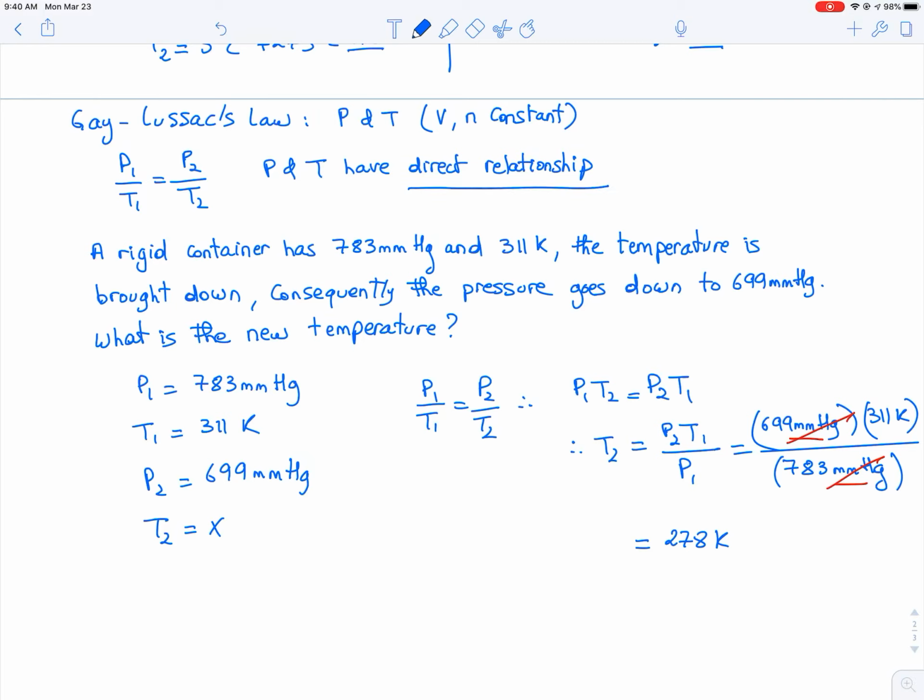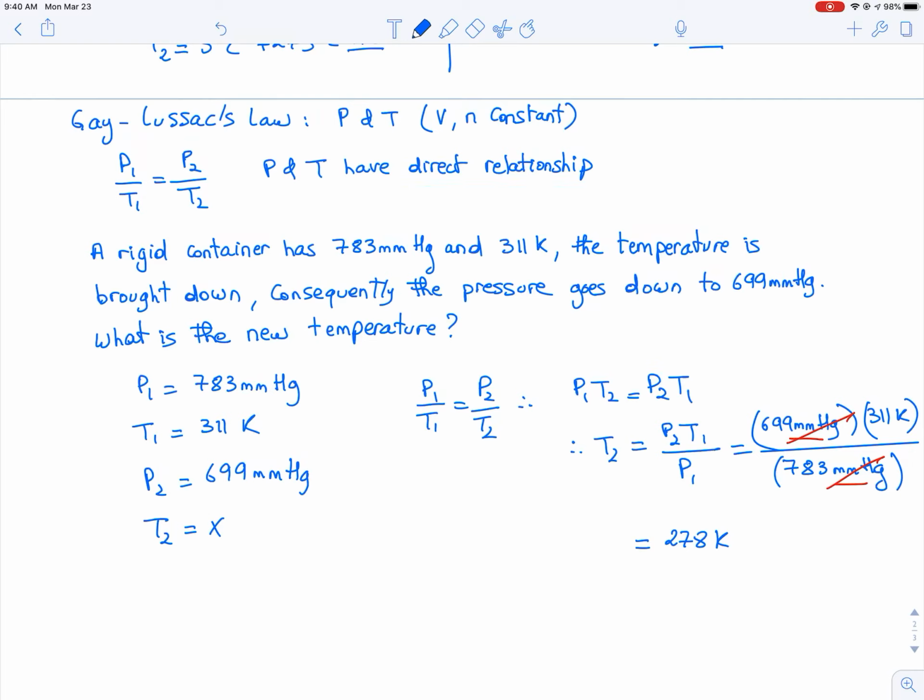The temperature went down. We know it's a direct relationship. If the temperature goes down, the pressure has to also go down, okay? So the pressure went from 783 to 699. The pressure went down, and the temperature also went down from 311 to 278.